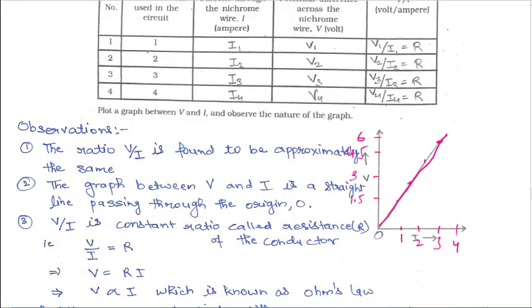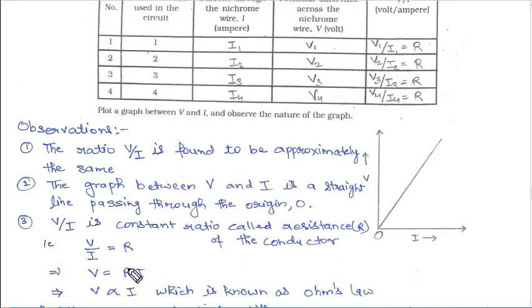Clear? So this ratio, which is V over I, is a constant ratio and this constant ratio is called the resistance of the conductor and it is denoted by the symbol R. Clear? Now we can see that V over I is always equal to R, which is the resistance of the wire. We will shift the I here, so V is equal to IR.